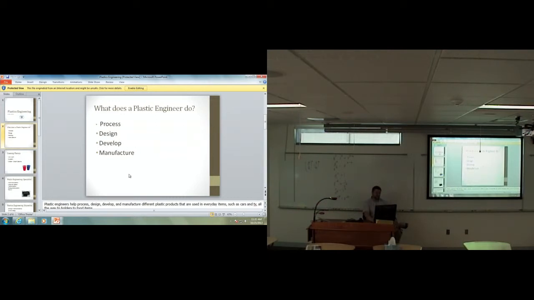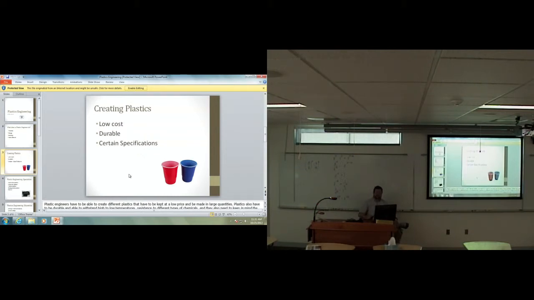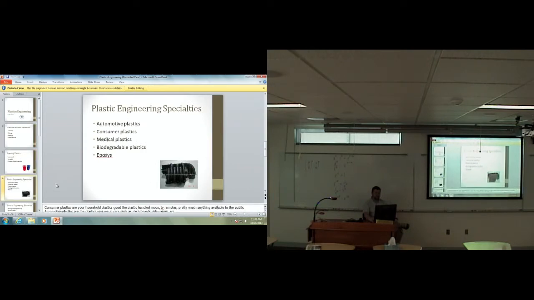Here, the next slide talks about creating plastics, how they're low cost, they're durable, and certain specifications. Maybe, again, some more detail or some more pictures to explain. You either need to have a picture to explain something, or you need to have words to explain something, or a little bit of both. A couple of cups doesn't really explain anything here. Plastics engineering specialties. We've got 5 of them right here, but we have one picture, and we're not even sure what this picture is, right? So maybe this one probably is an automotive plastics, it looks like, but maybe you have a picture that shows what each of these things is.